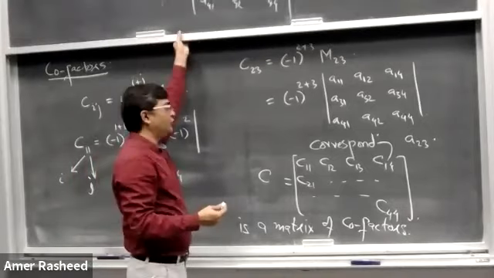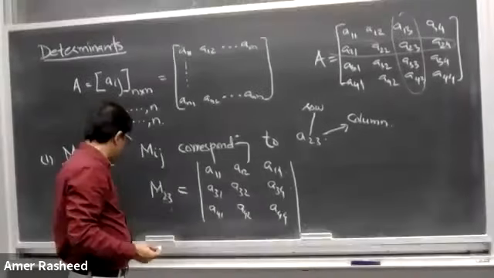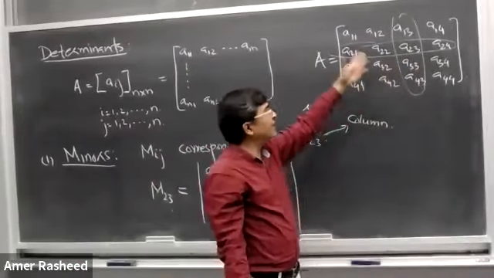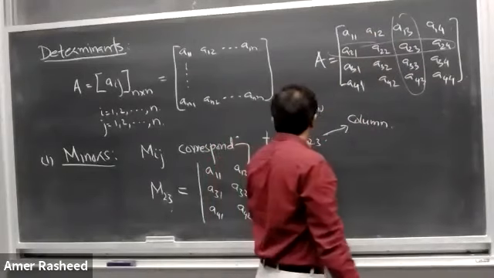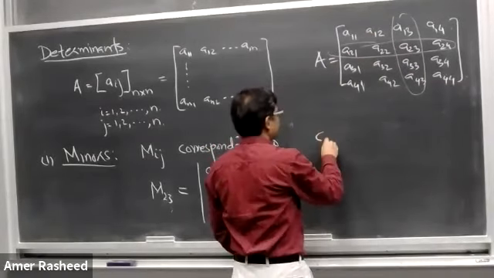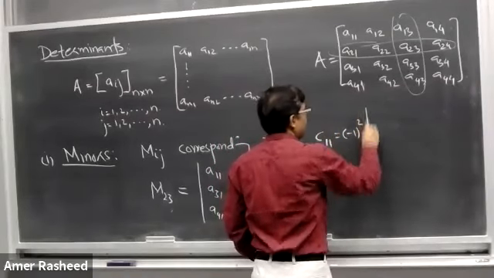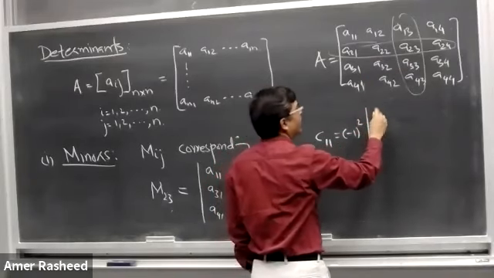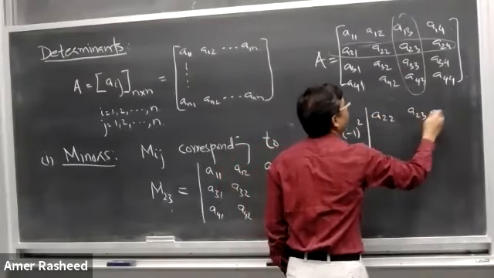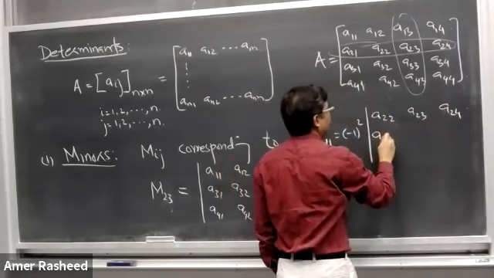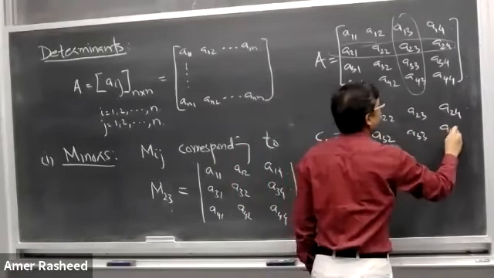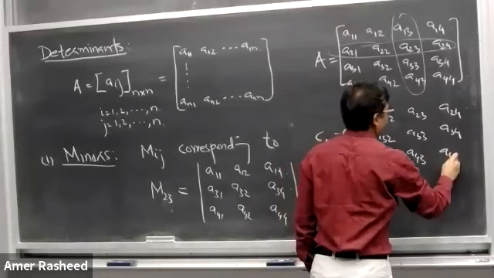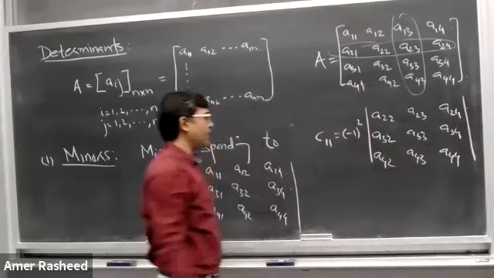M11 is what? The original matrix was basically this one, A, which has 16 entries. C11 would be (-1) raised to the power 2 times you delete the first row and first column and write the remaining entries in the form of a determinant. So it is a22, a23, a24, a32, a33, a34, and then a42, a43, and a44. So this is your C11.